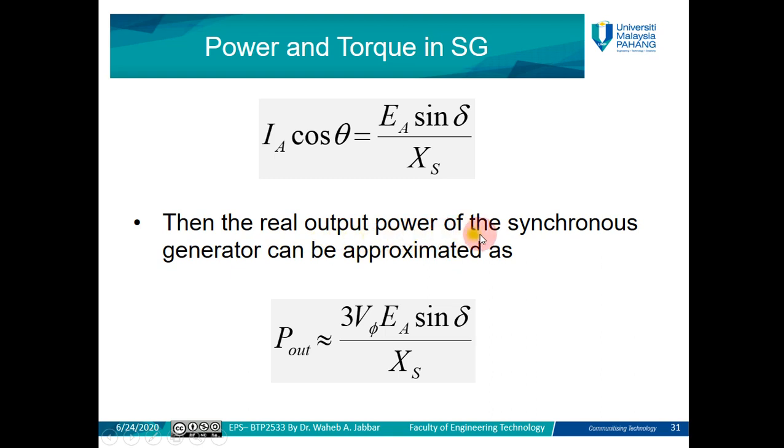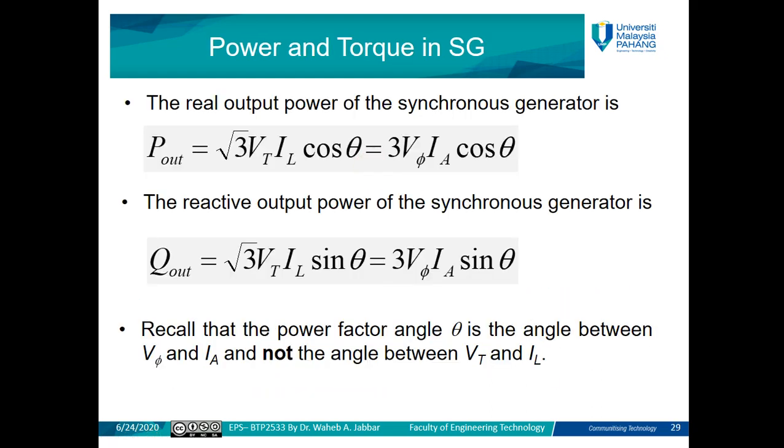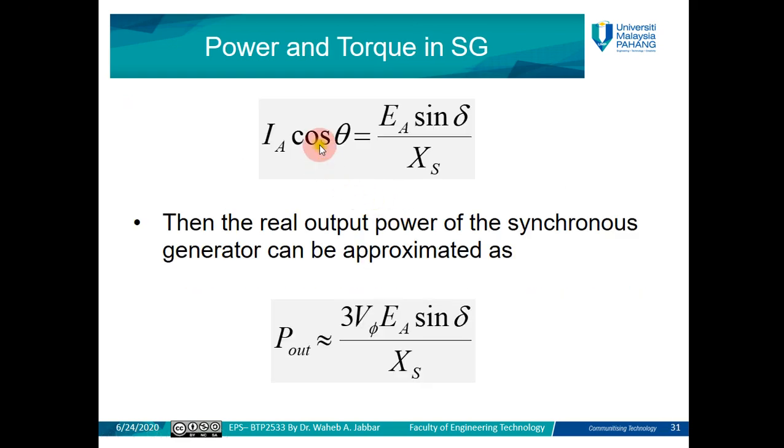So the real output power here, if we substitute the value of IA cosine theta in the previous equation, we have the equation P out equal to 3V phase IA cosine theta. Now we are going to replace this IA cosine theta with the new value, which is based on the sine delta that we found in this equation. We get P out will equal approximately 3V phase EA sine delta over XS. This value EA sine delta over XS represents the value of IA cosine theta.